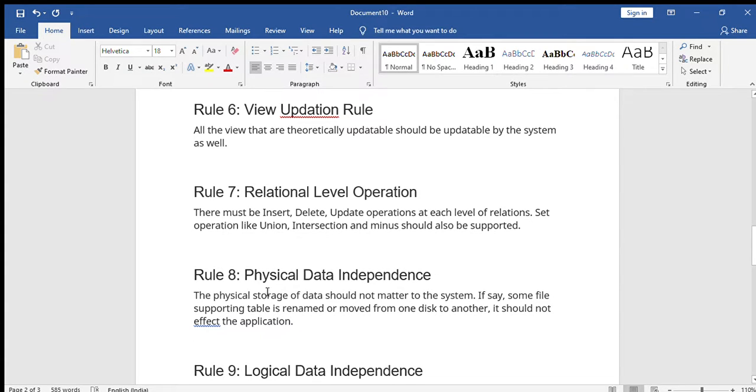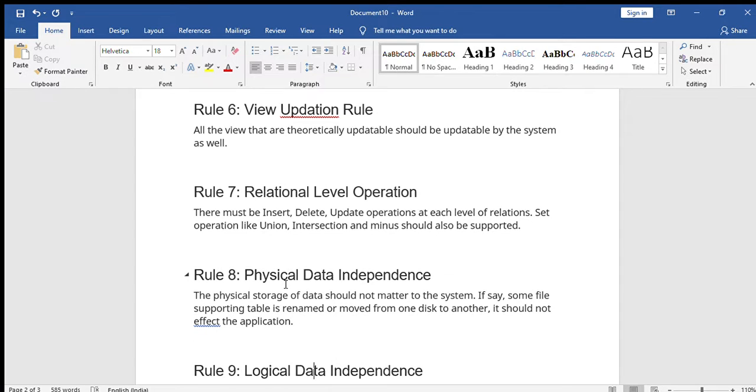So what is the next one? Physical data independence. Physical storage of data should not matter to the system. Say some file supporting a table is renamed or moved from one disk to another. It should not affect the application. If any file that is depended on is moved from one place to another, this should not have an effect. So then that is called what?